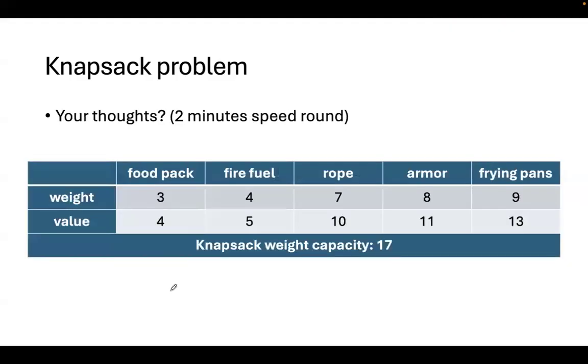So I've got a problem here. I don't think this is a packet problem. This is our example. Since we didn't do our speed round for this one earlier, take a second with these numbers and our capacity of 17. What do you think is the optimal choice of items?